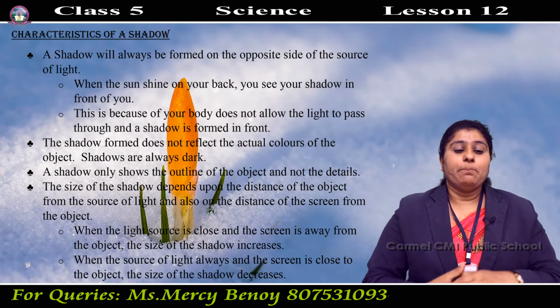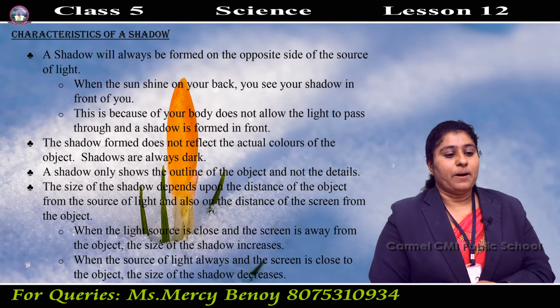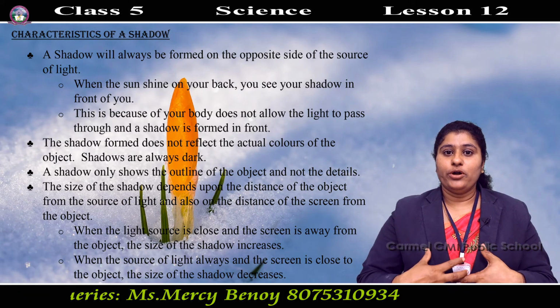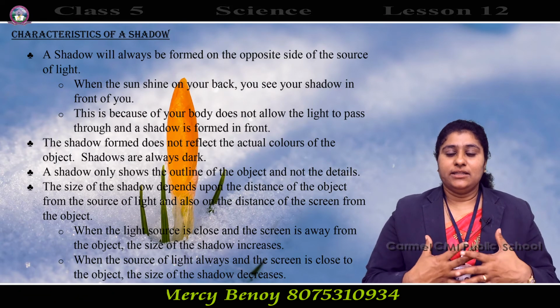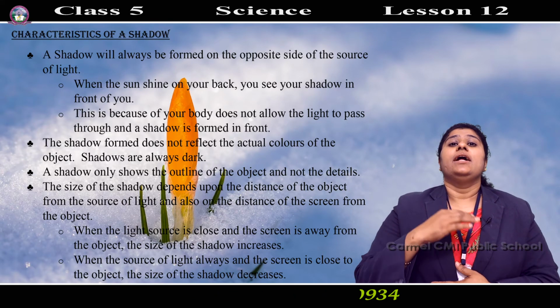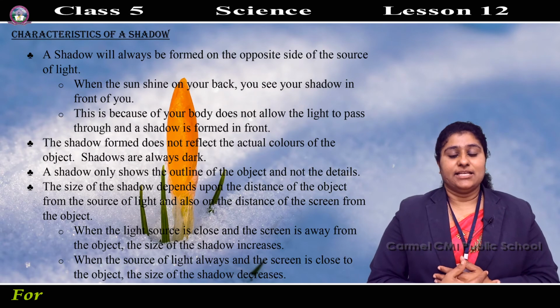This is because your body does not allow the light to pass through, and a shadow is formed in the front. Your body is an opaque thing, so the light is not passing through your body. That's why your shadow will be formed on the other side.